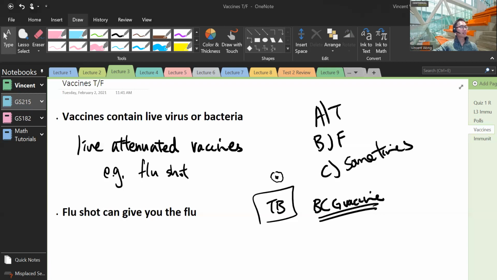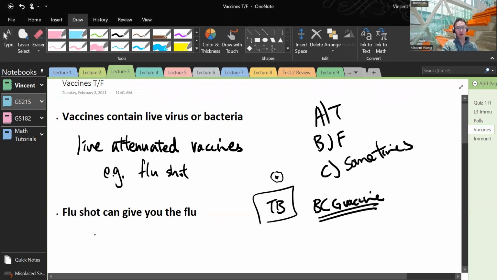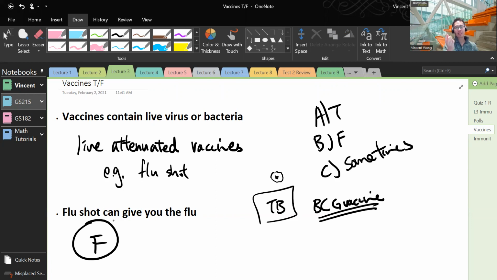All right. Ooh, we have 14 responses. Very good. Okay, this is a hard false. 100% false. You cannot get the disease from the vaccine that you are trying to get protection for. So if you're getting the flu shot, you're not going to get the flu. If you're getting the COVID vaccine, you are not going to catch COVID from the COVID vaccine.